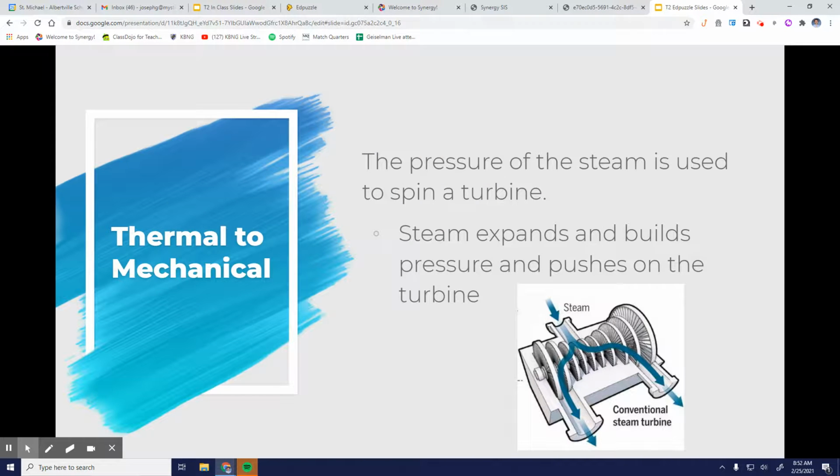Mechanical energy then is that energy of a moving object. So something bigger, like what we're going to look at here with a turbine. So thermal energy to mechanical energy. That thermal energy that's stored in the steam gets those steam molecules moving quickly. That steam puts pressure on the container it's in as those molecules bounce around. And one way we relieve that pressure is by allowing the steam to pass through a turbine. That turbine spins as the steam passes through it. And now we have the mechanical energy of the spinning turbine from the steam.